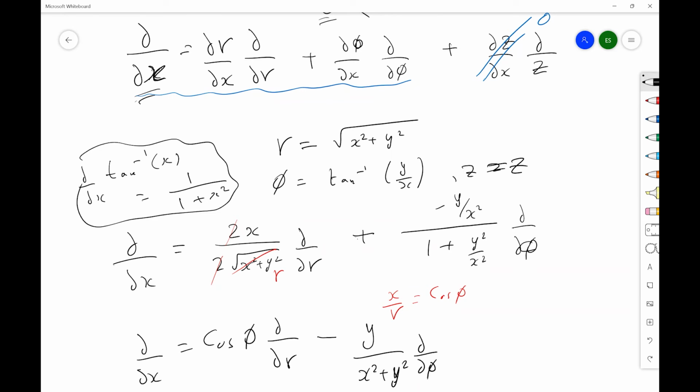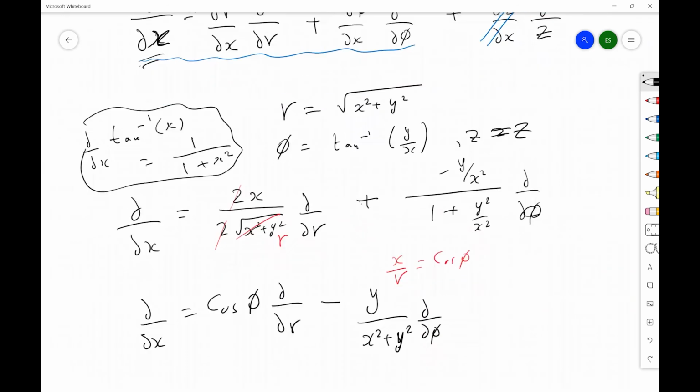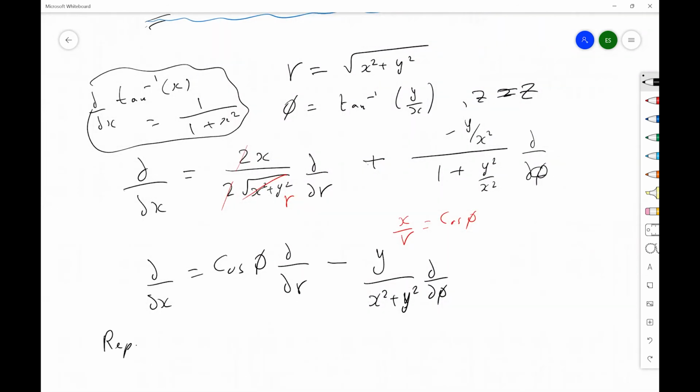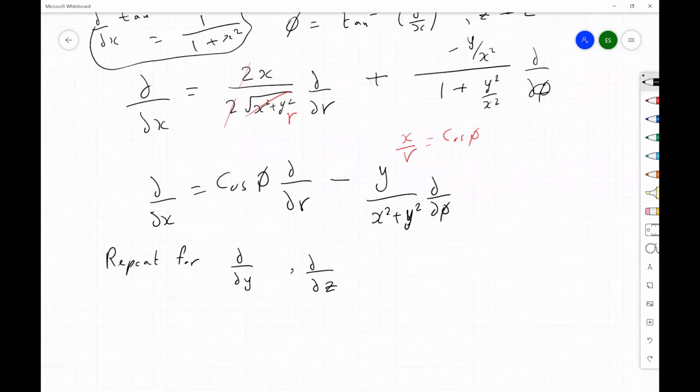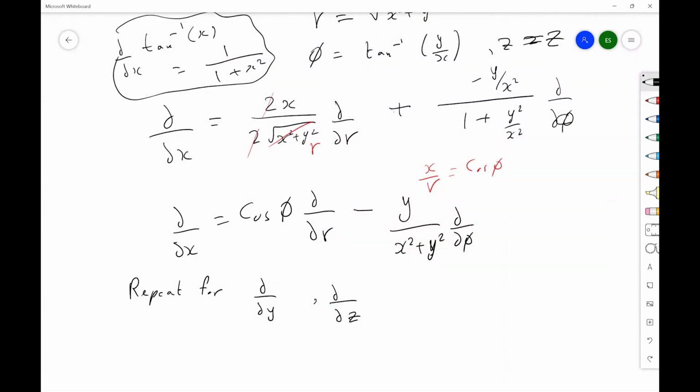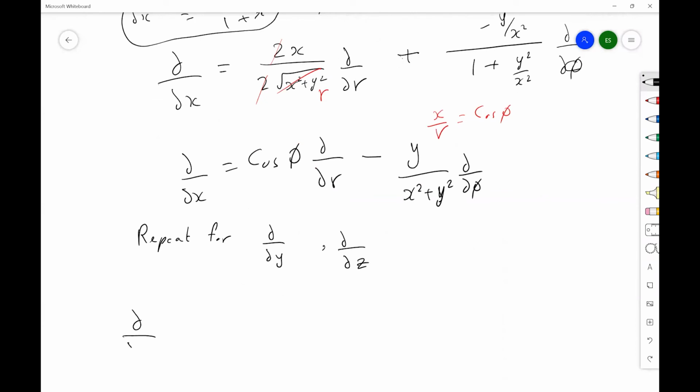Of course, I have to repeat this same process for delta over delta y and delta over delta z. Let's do it for delta over delta y. So we said when we change y, that will change r. So I put in the components. That will change phi, and that will change z.